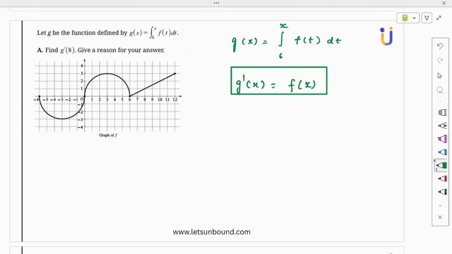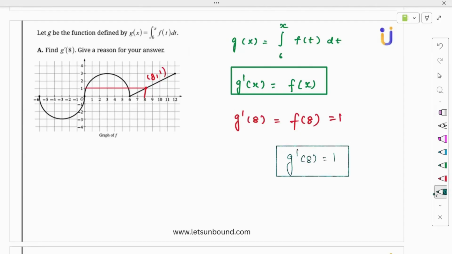Now we need to find g prime of 8. So just plug in 8. G prime of 8 is nothing but f of 8. Can I find f of 8? Yes, the graph of f is given clearly. So when x is 8, what is your f? It is on a line and this is the point. It is 1. Correct? So (8, 1). F of 8 is 1. So your g prime of 8 is just 1. Got it? Very simple first part.